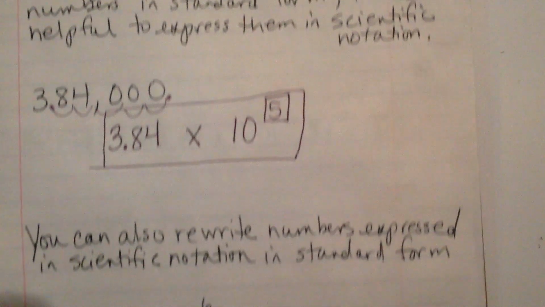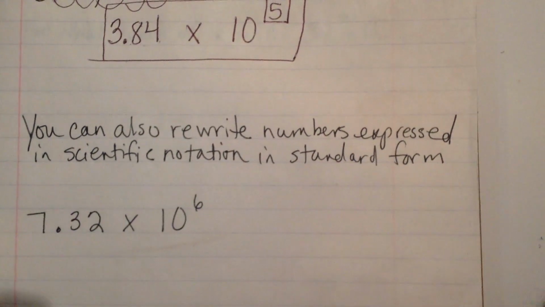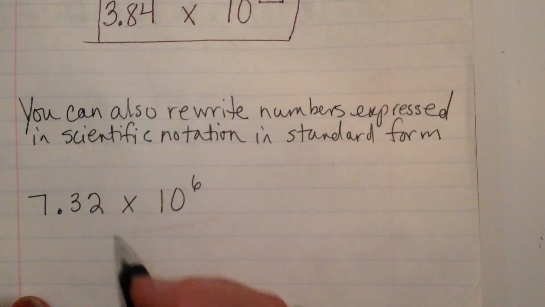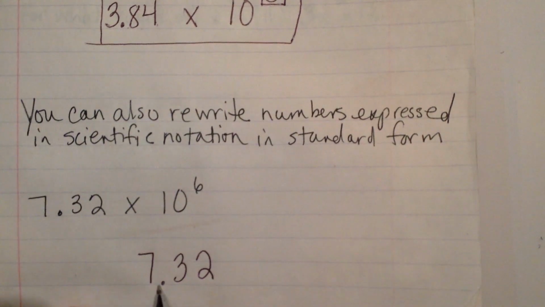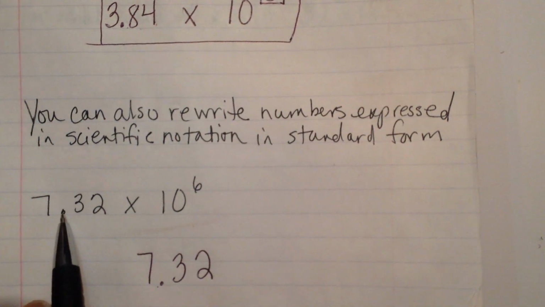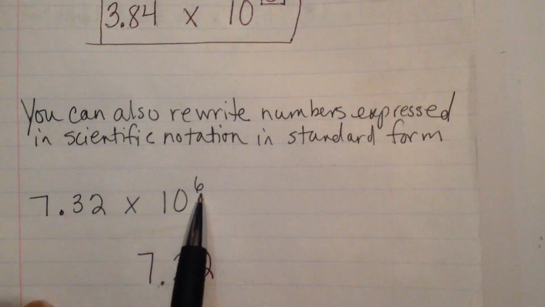Let's look at another one. You can also rewrite numbers expressed in scientific notation in standard form. So in the previous example, we went from standard form to scientific notation. In this problem, we're going from scientific notation to standard form. So, we have the numbers 7, 3, 2, and my decimal is here. I'm in scientific. This 10 to the 6 tells me to move my decimal to the right 6 places.